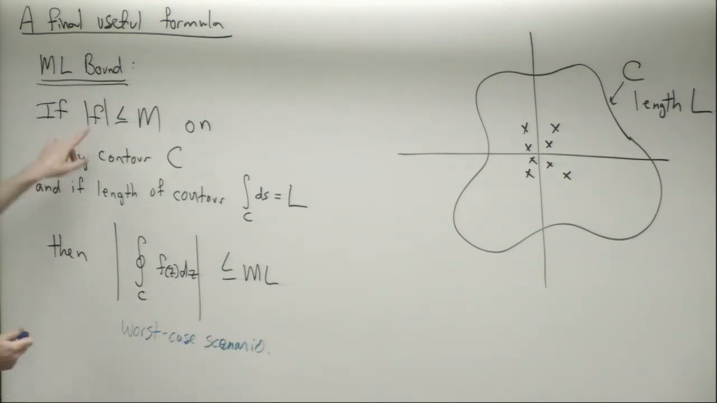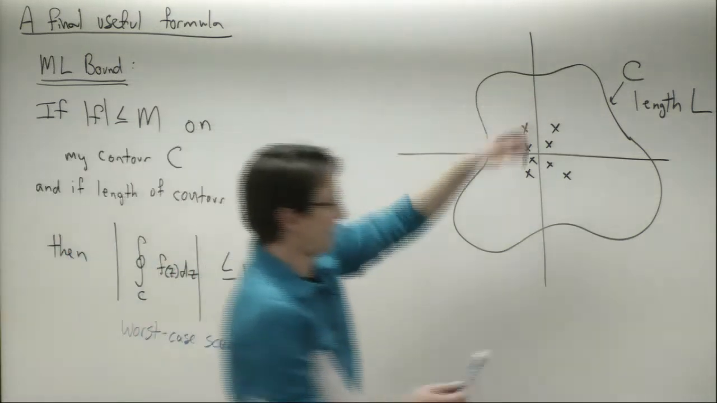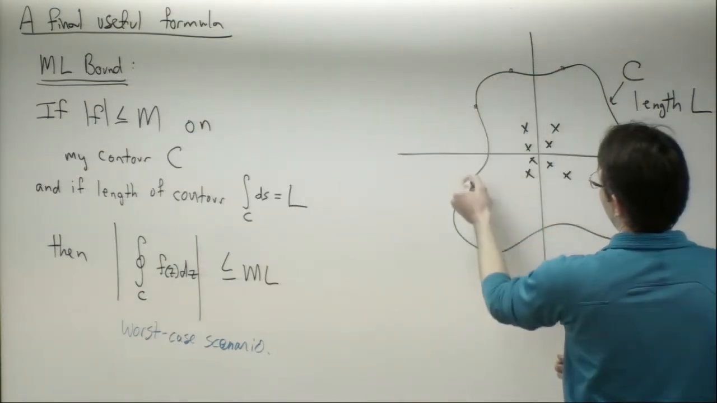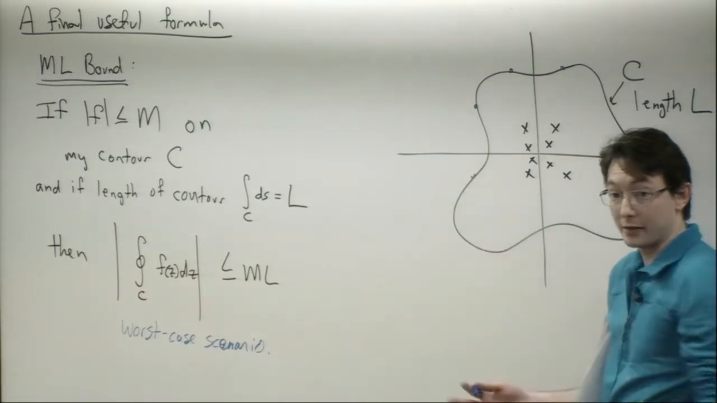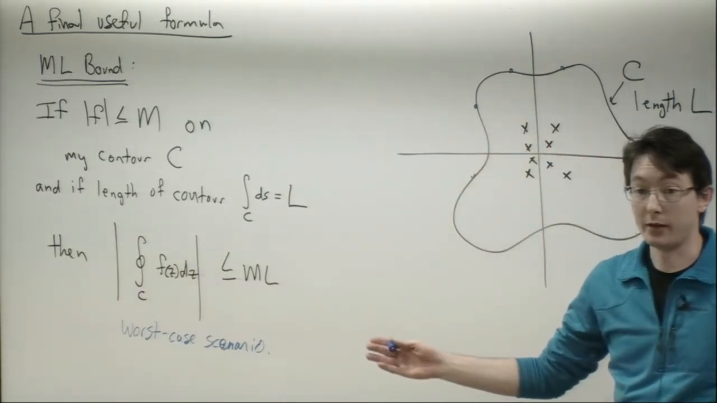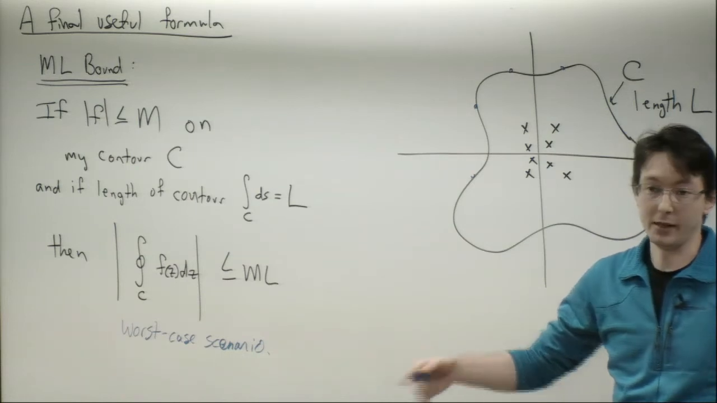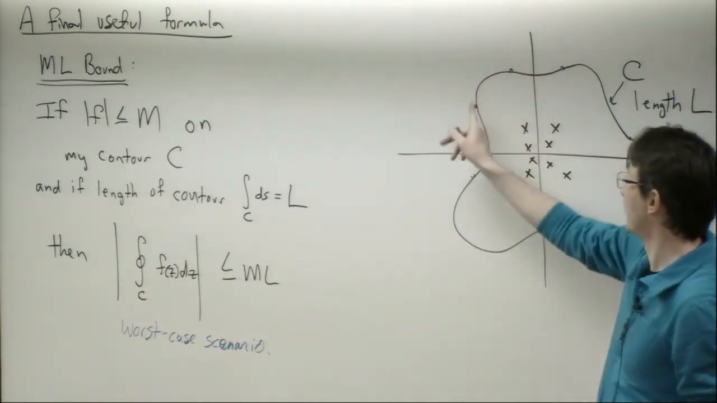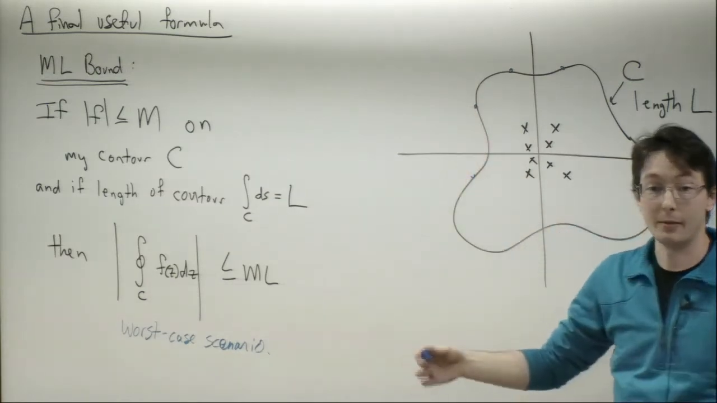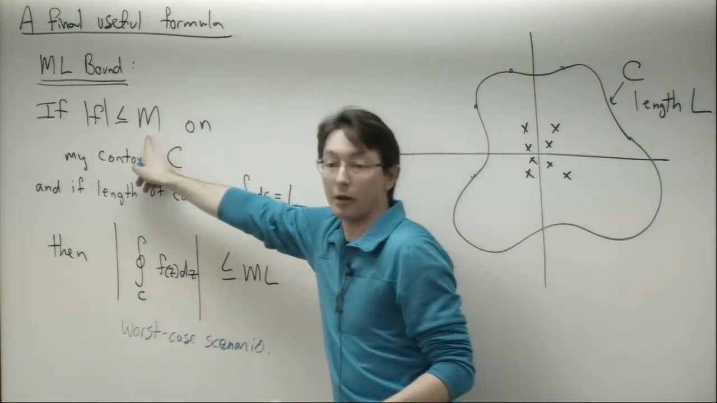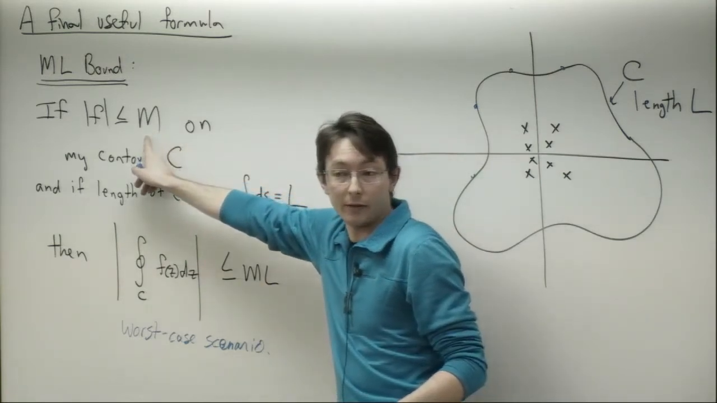So f has a bunch of values, right? There's some f value here and here and here and here. My function has values all along the circle. And one of those values is going to be larger than all of the other ones, right? Unless there's a singularity, in which case it would be infinite. But one of these function values is going to be larger in magnitude than all of the other ones. Okay? That's m. That's the largest function value, the absolute value of f.